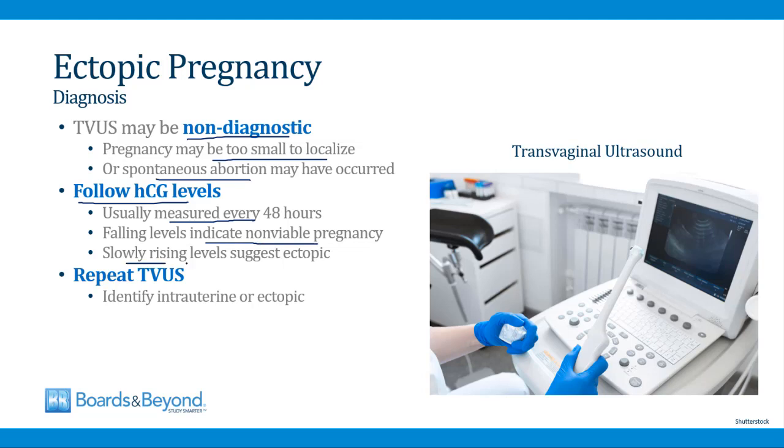If the levels are slowly rising, however, then this suggests an ectopic pregnancy, and in those cases, after a few days, you can repeat the transvaginal ultrasound, and usually you'll be able to identify the ectopic pregnancy or identify that there's an intrauterine pregnancy that you missed early on with the transvaginal ultrasound.